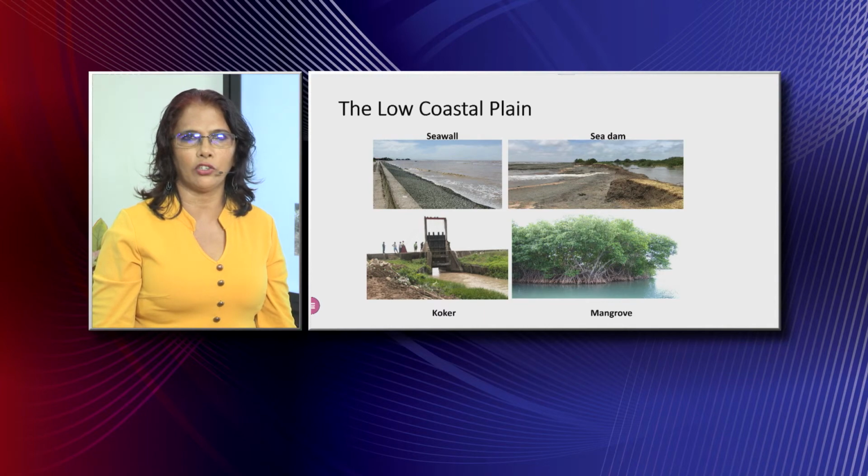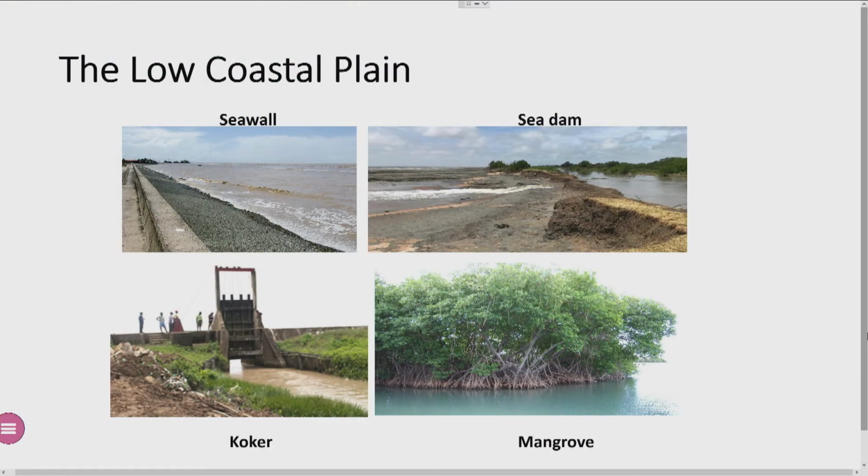Our first picture, we have a seawall. Our second picture, we have a sea dam. Our third picture, we have a coker, and then we have the mangrove. These are all the seawall, the sea dam, the coker, and the mangrove. They help to prevent our low coastal plain from flooding.